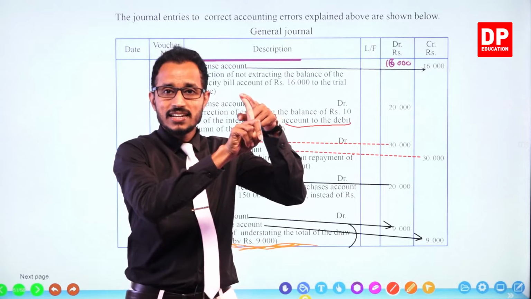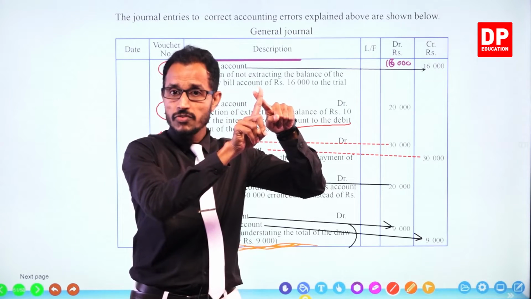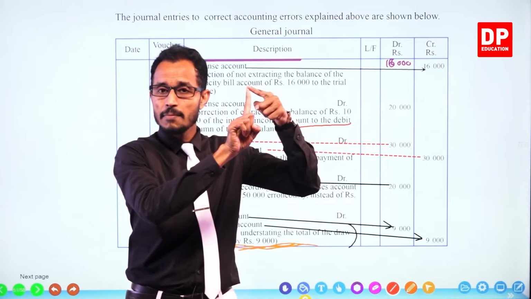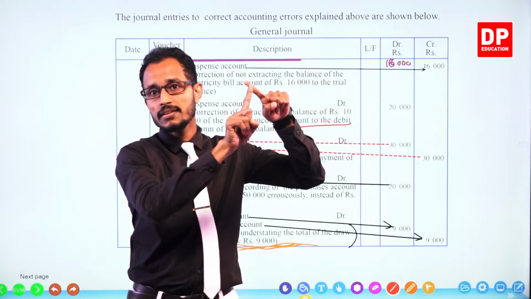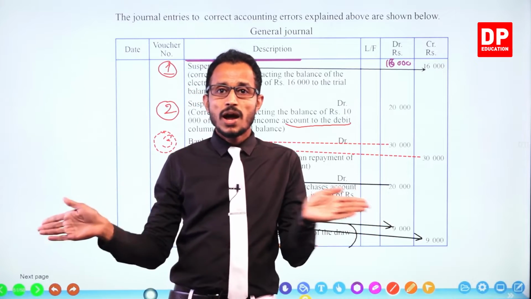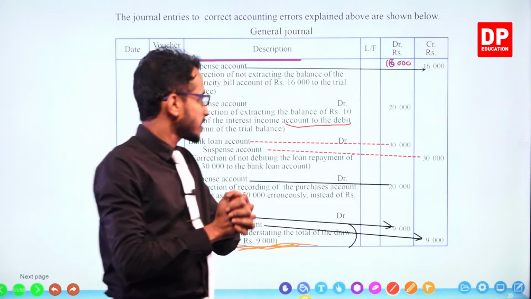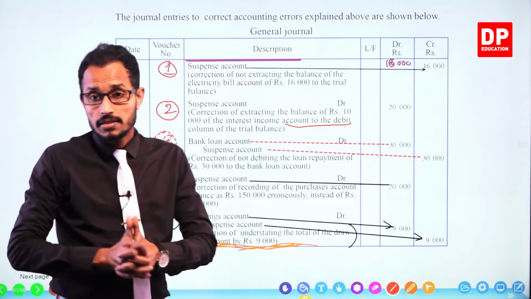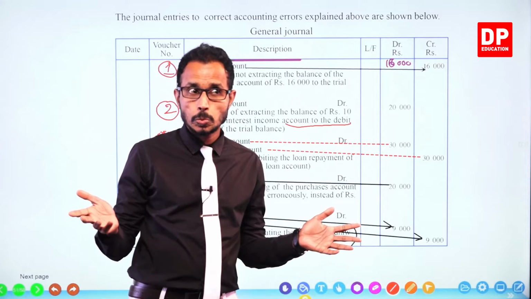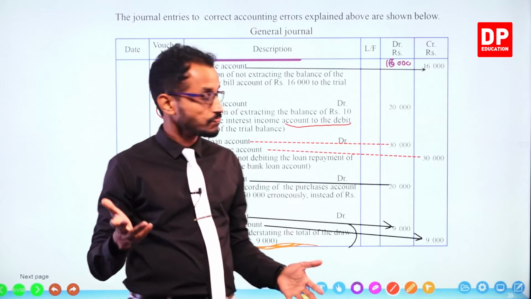But if it is an error which affects the trial balance, the double entry must have one entry in the suspense account. It could be the debit entry or the credit entry, but one entry should go to the suspense account. Okay, that's it. And the last confusing point which we cleared out.